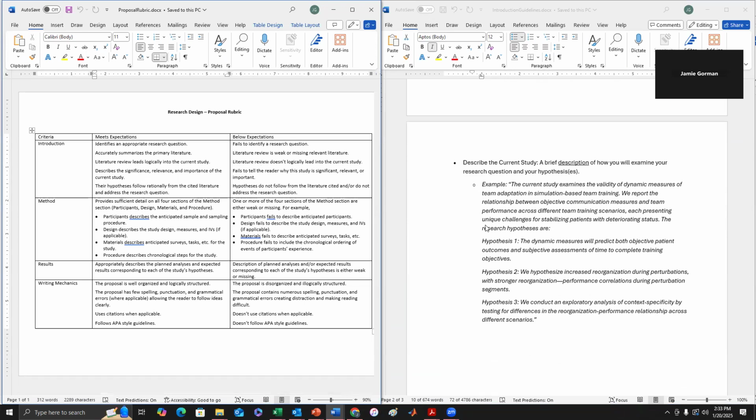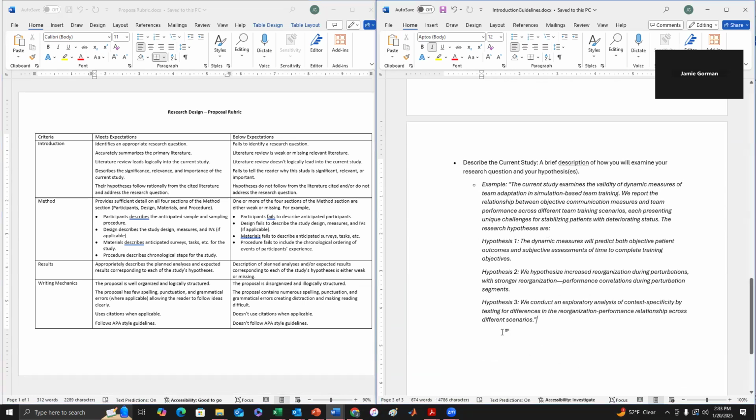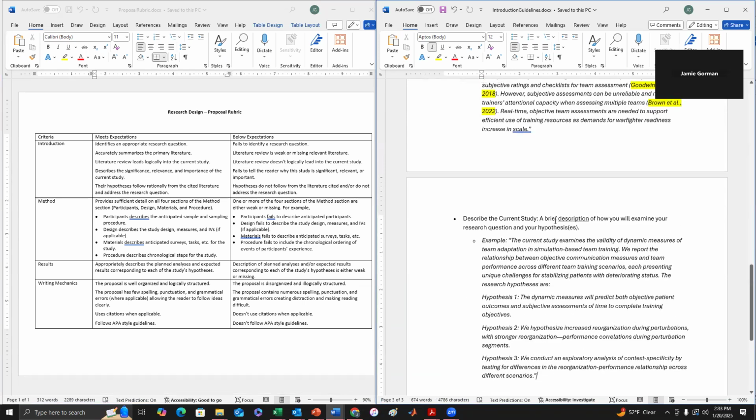You need to have a short description of how you're going to examine the research question and state your hypothesis. It could be just one hypothesis. It doesn't have to be 3 like we have here. I hope this is helpful for meeting the requirements of the introduction component, and there will be more on the methods component forthcoming.